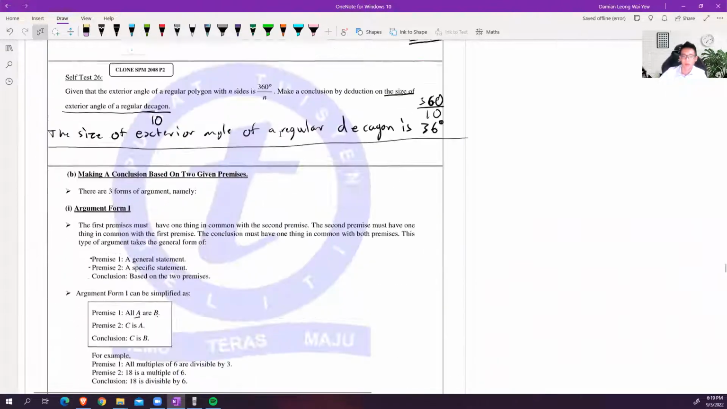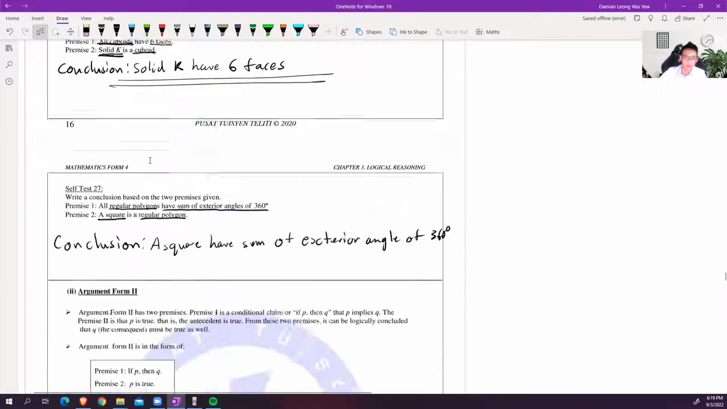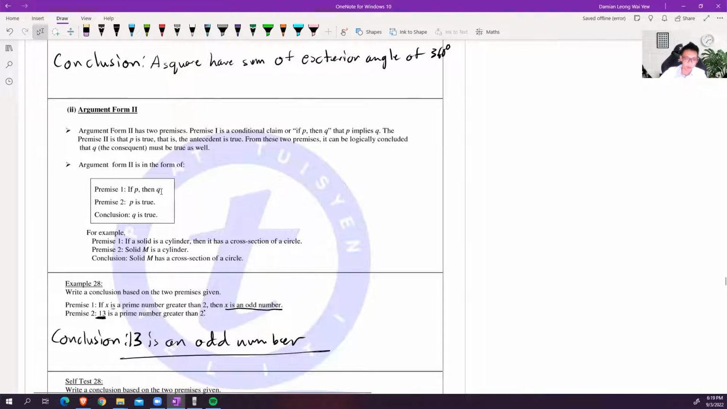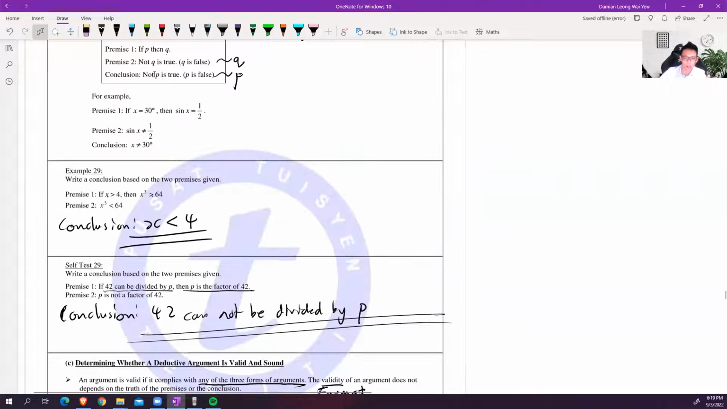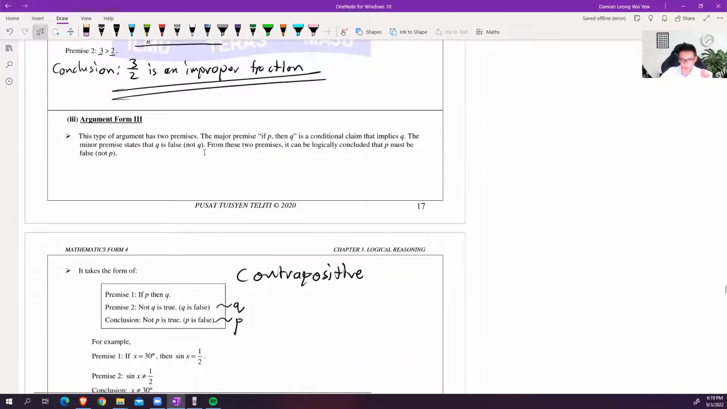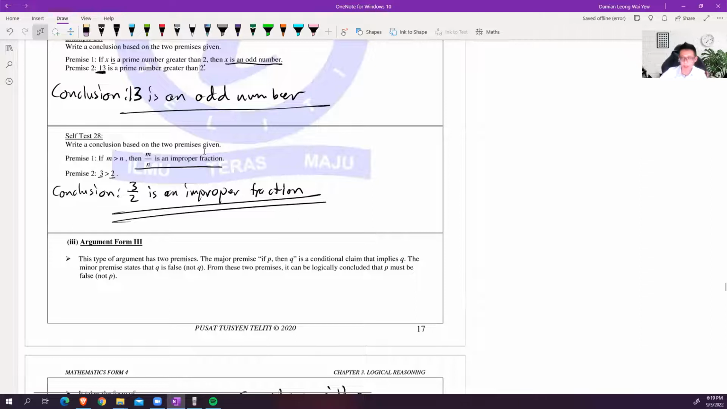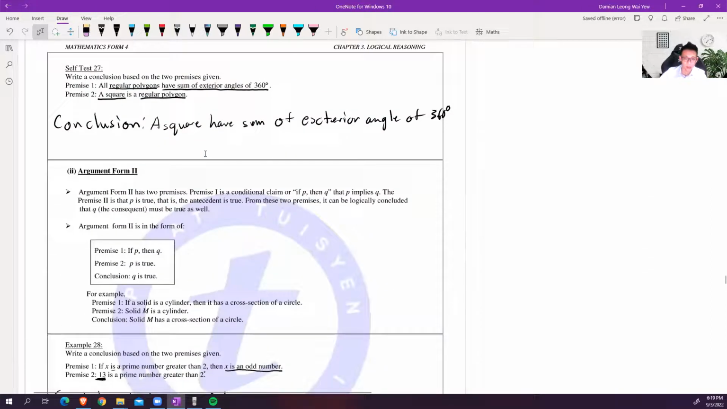Okay. The other form is if P then Q, P is true, so Q is true. The other one, form 3, is the contrapositive: if P then Q, and if Q is not true, then P is not true. Not Q, then not P. Yeah, following contrapositive. These are the 3 forms of arguments.